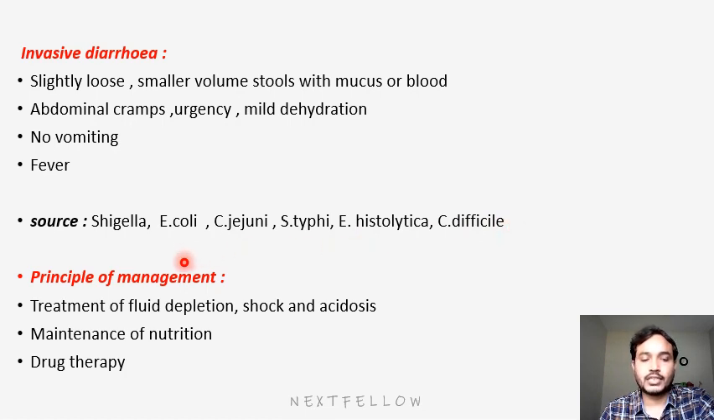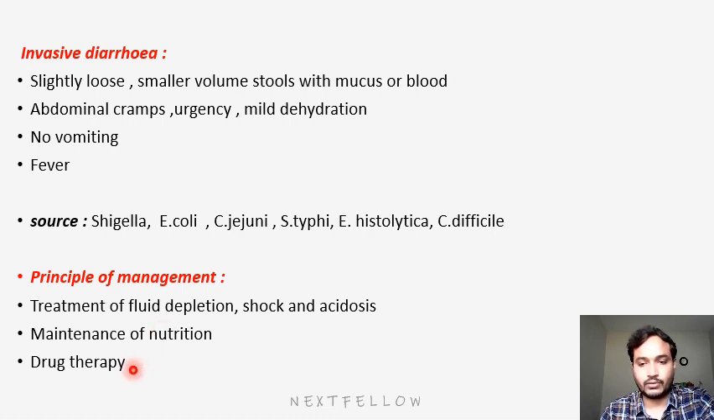Okay, next, principles of management. Treatment of fluid depletion. Obviously, because there will be more loss of fluid, we have to correct that fluid. Once fluid is corrected, shock will be corrected. If the patient has acidosis or metabolic acidosis, we have to give soda bicarb to compensate for acidosis. Next, maintenance of nutrition, because more fluid and more glucose will be lost. More electrolytes are also lost, so we have to correct this too: maintenance of nutrition.